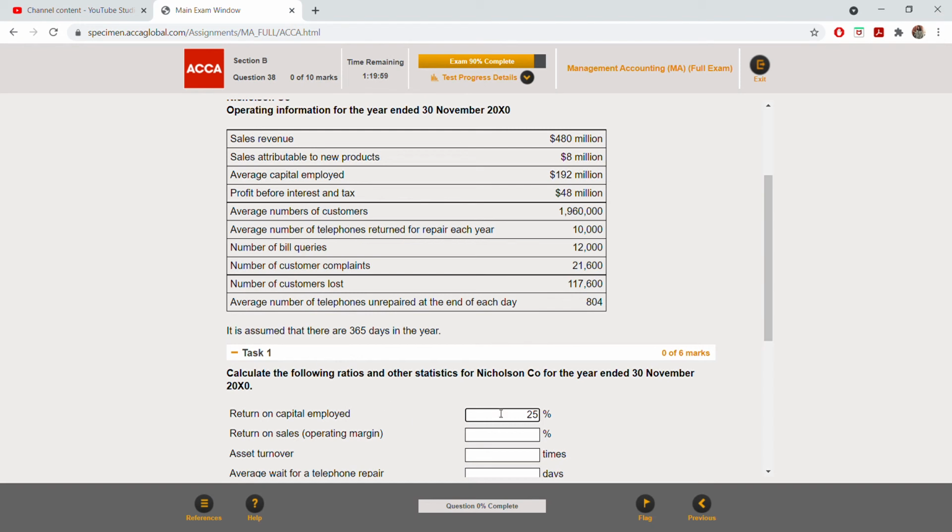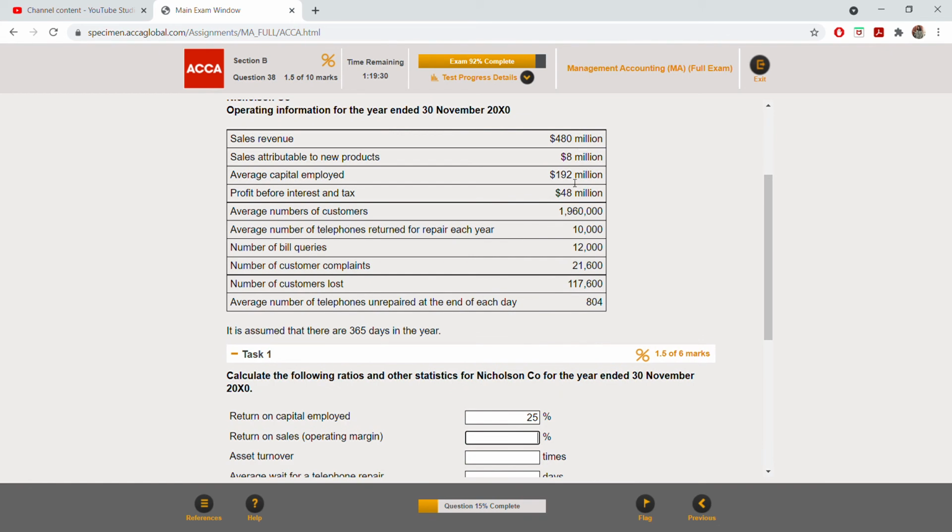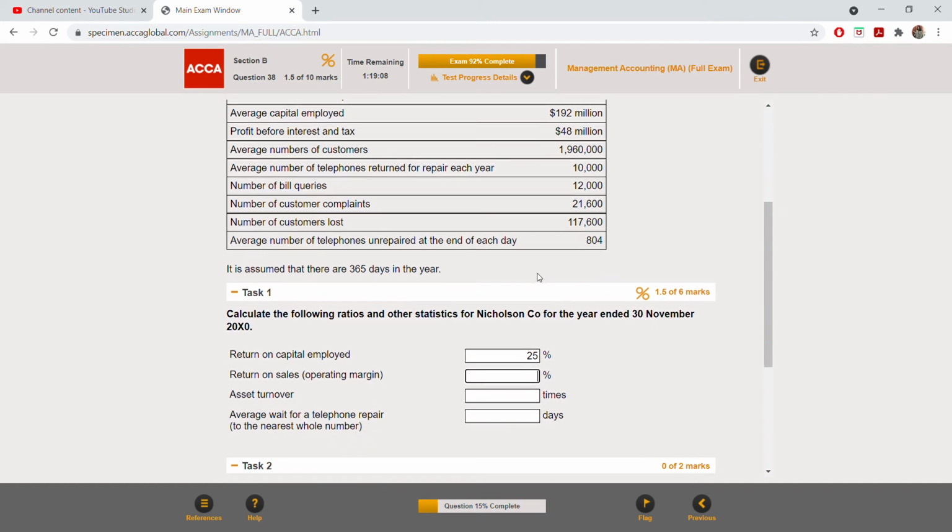Okay, 25. Next, you can see here, this is for your overall exam, and the one down here is for just this question. Okay, how much you have completed in this question. Question 38. Return on sales, operating margin. What is the formula? The formula is profit before interest and tax divided by sales revenue. You have to take 48 divided by sales. Okay, so it is here 48 and the sales is 480. So 48 divided by 480, it will be 10%.